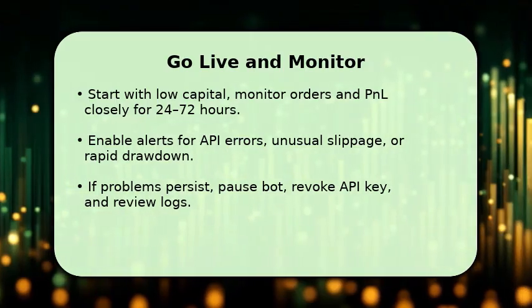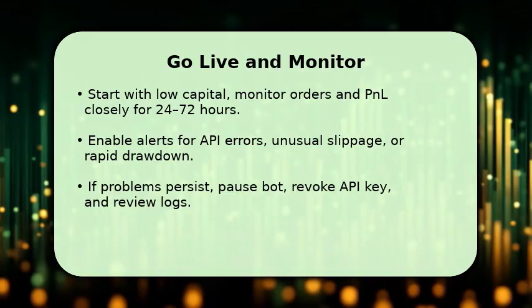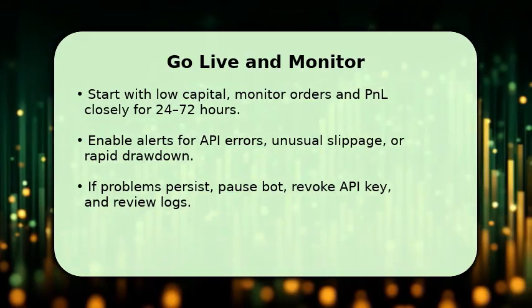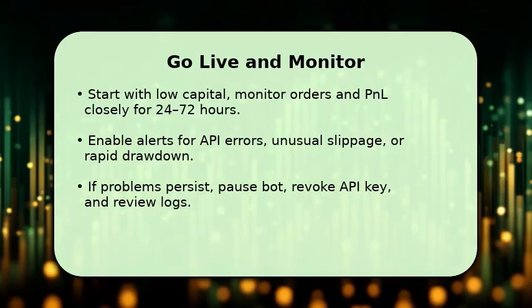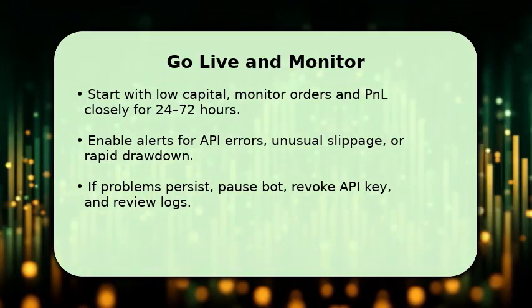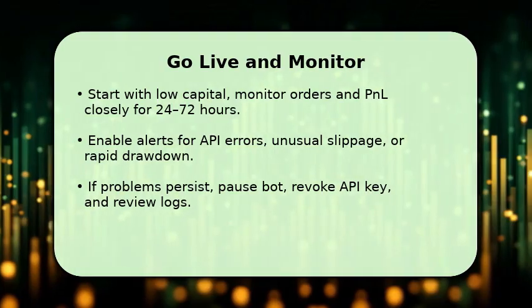If something goes wrong, repeated order failures, or unexpected losses, pause the bot immediately, revoke the API key, and inspect bot logs and exchange order history to identify root causes. Then adjust.